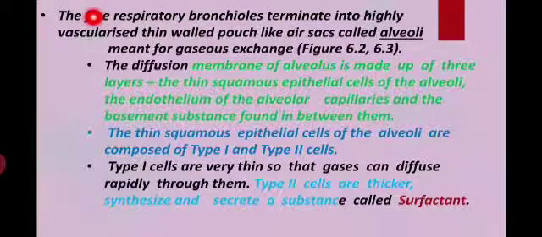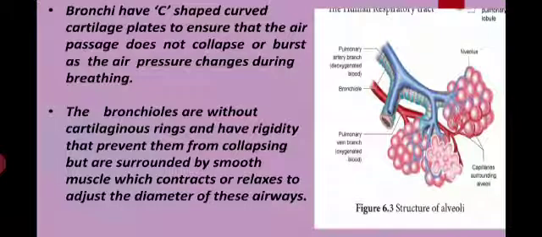You have to see fine respiratory bronchioles terminate into highly vascularized, thin-walled pouch-like structures called air sacs. So this is an air sac. The air sac is the main thing you have to see. Air sac means pouch, a vacuum pouch, a pouch-like structure. So this is called alveoli. The alveoli's main function is gaseous exchange.